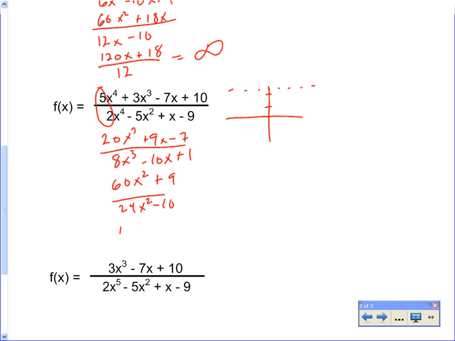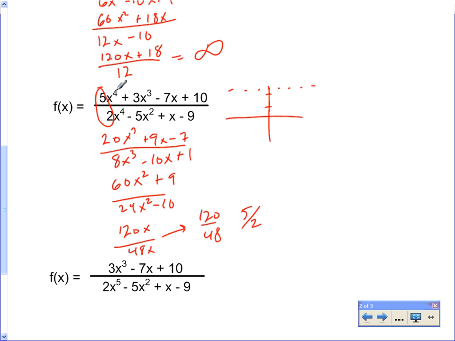One more time, I'd get 120x over 48. And then take the derivative one more time, and I'd get 120 over 48, which reduces down to 5 halves. So that's what my limit as I approach infinity is.